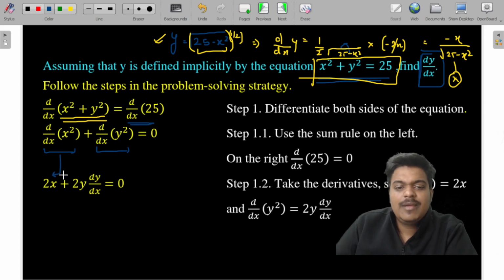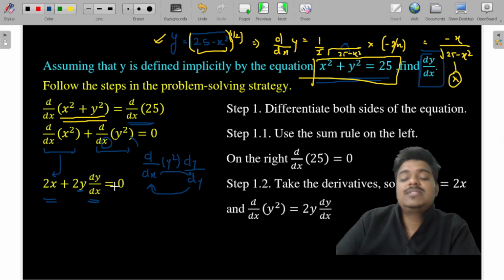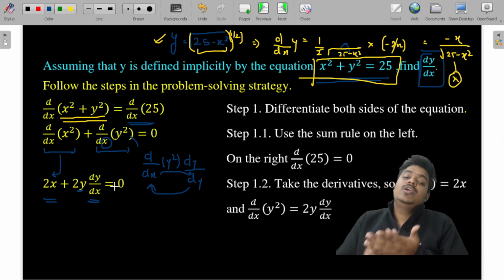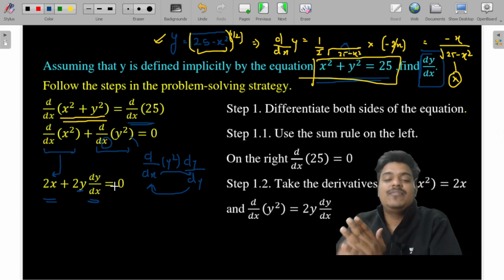Now d by dx of x square is 2x, but here you cannot write 2y because you are differentiating with respect to x. Here you are differentiating with respect to x, and here you are changing the variable y. So in this term, you write it as d by dx of y square into dy divided by dy. Now this dy comes here, this dx goes there. So d by dy of y square is 2y, and here you are left with dy by dx. So whenever you are differentiating with some other variable, you have to differentiate it normally, but then multiply by dy by dx, the differentiation of that variable with respect to x.